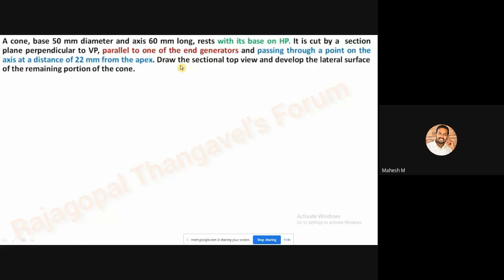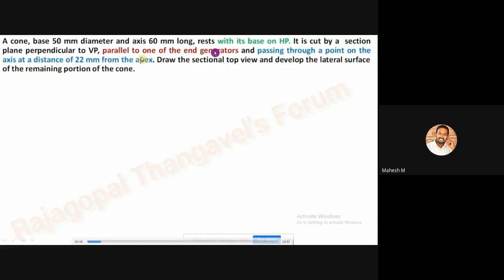We have discussed this section plane condition for a cone in our previous units itself. So parallel to one of the end generators and passing through a point on the axis at a distance of 22 mm from the apex. It looks like a problem that is available in the CAT 2.